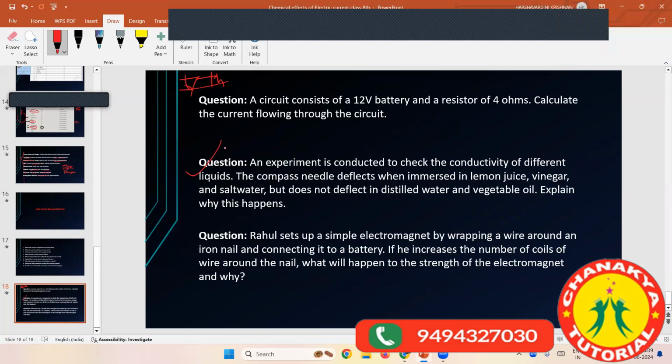Electricity can break the bonds of distilled water and vegetable oil. There are not enough free ions to allow electricity to work. Lack of free ions. Lack of free ions. Very good. Third one?